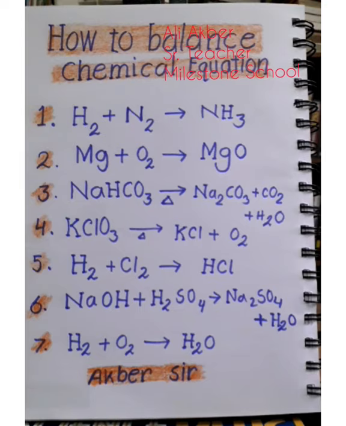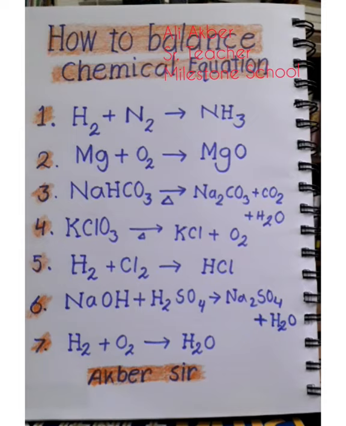In reaction number 6 you see sodium hydroxide plus sulfuric acid all together produce sodium sulfate and water. Here you see before the reaction the number of sodium atoms is 1 but after the reaction the number of sodium atoms is 2. So what we will do, we just multiply the sodium hydroxide reactant by 2 and you will get everything the same. Okay, fine.